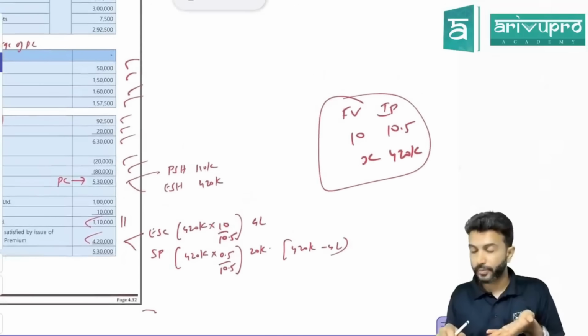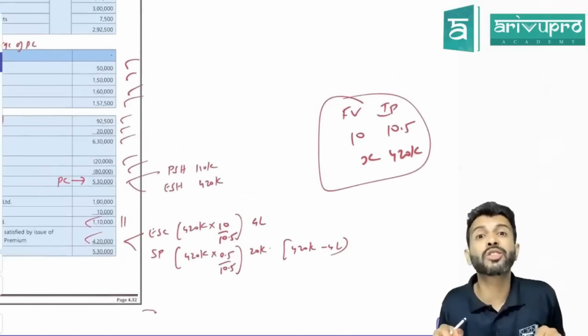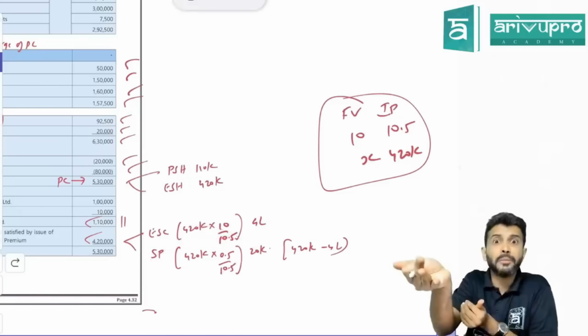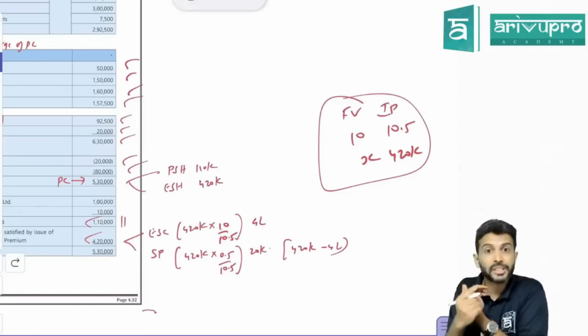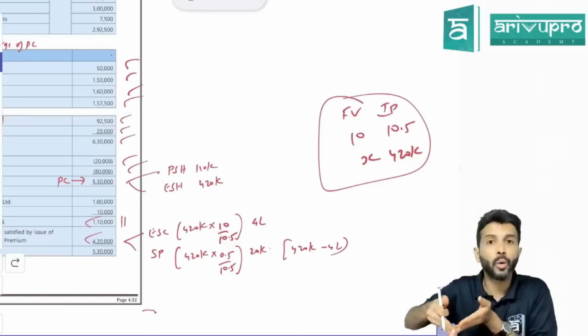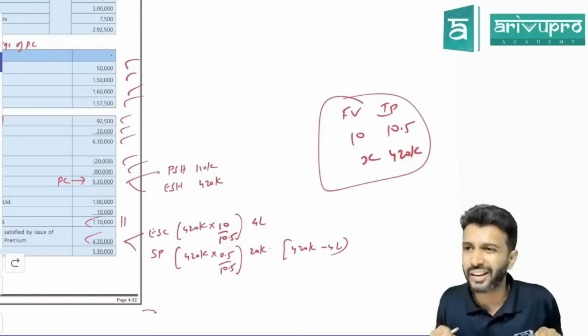So why do we have to do this? Sir, they asked you the journal entry in the books of the purchasing company. If the purchasing company has issued shares at a premium, you need to know how much premium has been issued, and the premium has to go to securities premium. So calculate it now, so that it becomes easy for the journal entry.